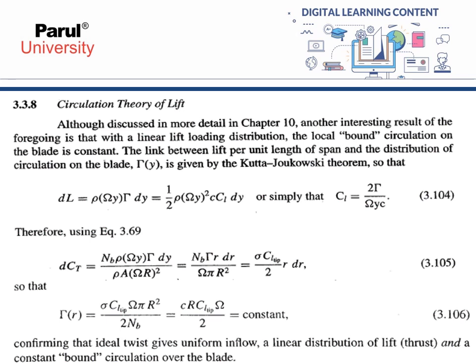Therefore, using equation 3.69, dCT is equal to Nb rho omega y Gamma dy divided by rho pi R^2 (omega R)^2, which is equal to Nb Gamma r dr divided by pi omega R^2, which is equal to sigma Clt divided by 2 r dr. So that Gamma of r is equal to sigma Clt omega R^2 divided by 2 Nb, which is equal to c R Clt omega R by 2, which is a constant. Confirming that ideal twist gives uniform inflow, a linear distribution of lift and thrust, and a constant bound circulation over the blade.